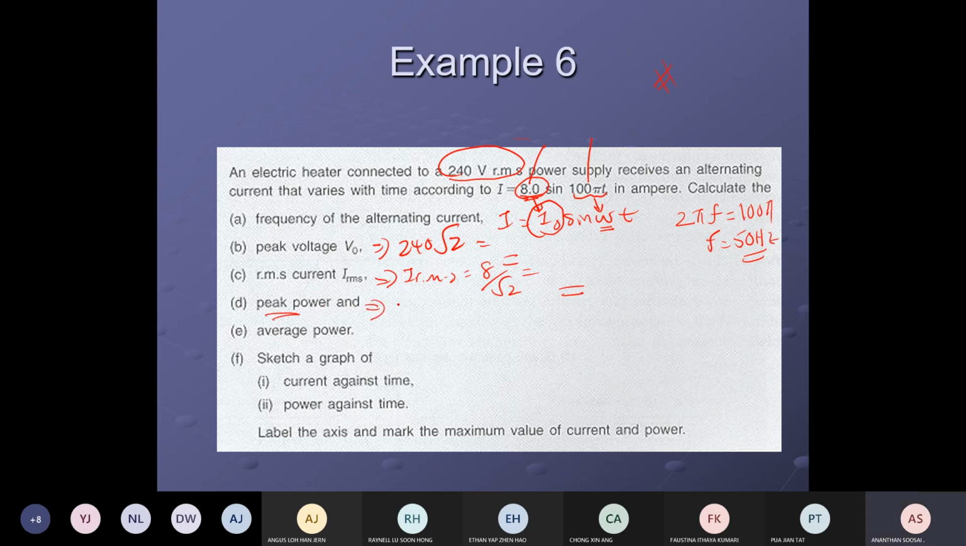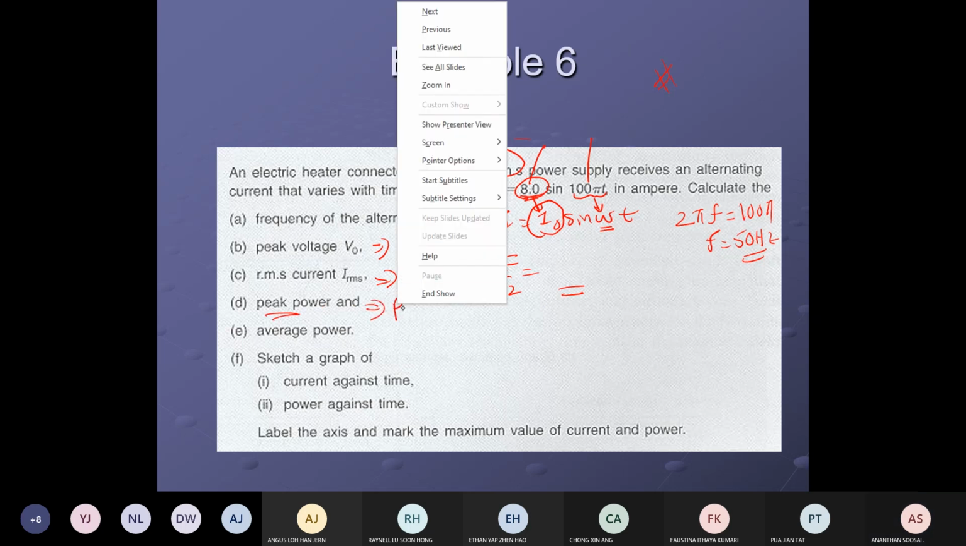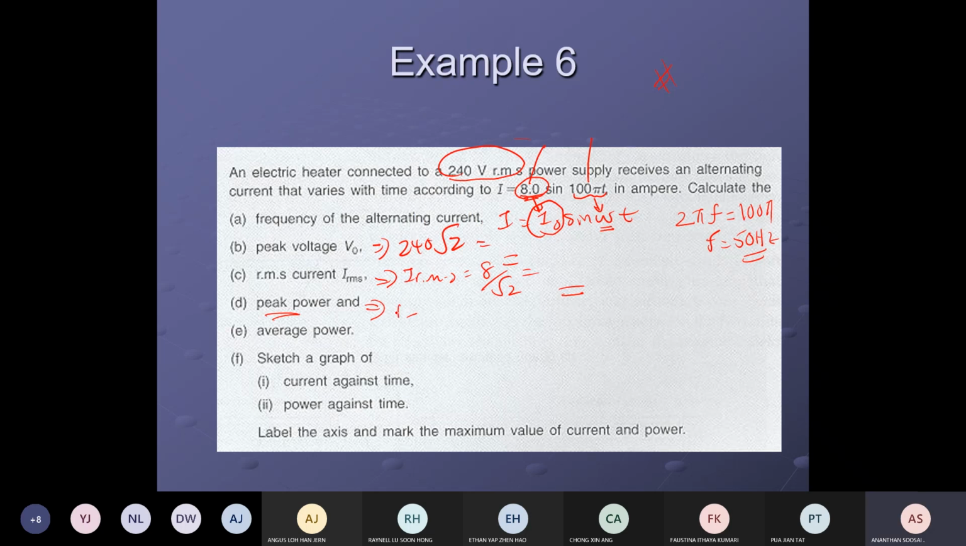Peak power. What formula comes to your mind? Peak power is I naught V naught, all peak values. I naught is 8. V naught is the answer to B, so you know V naught already. You put it in here and you can get the peak power.